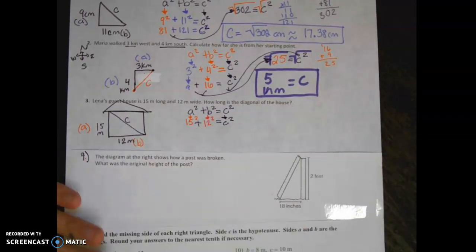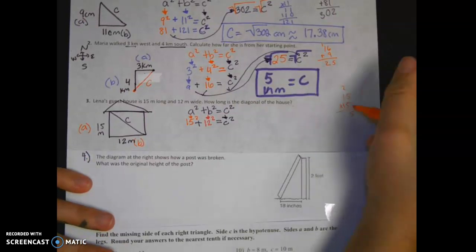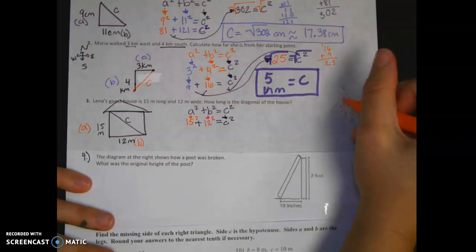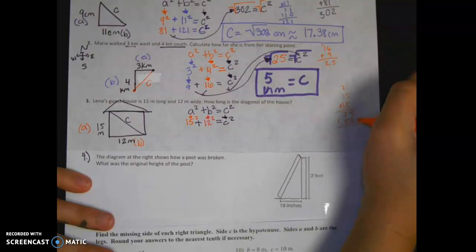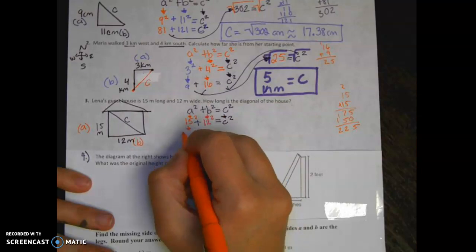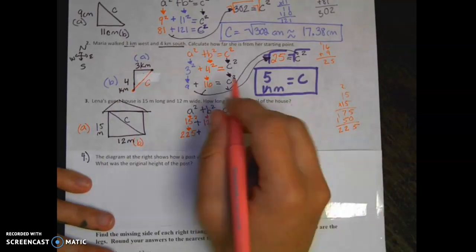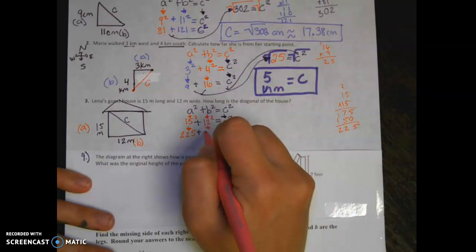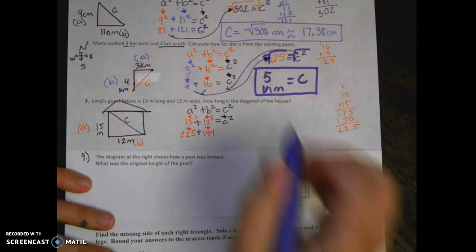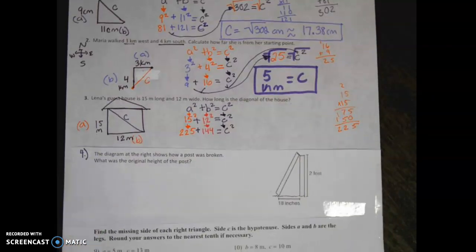So 15 times 15 you'll have to do off to the side. Or if you know your perfect squares, you can see that it is 225. So 15 times 15 is 225. 12 times 12, I know from previous ones, is 144. Equals my c squared. Still finding c. Still need to figure out what to do.